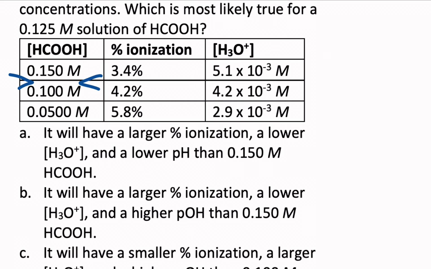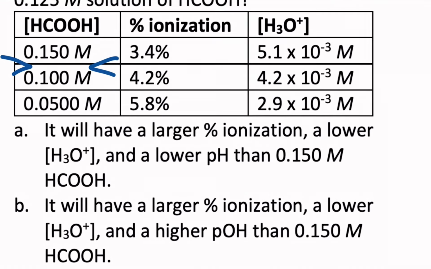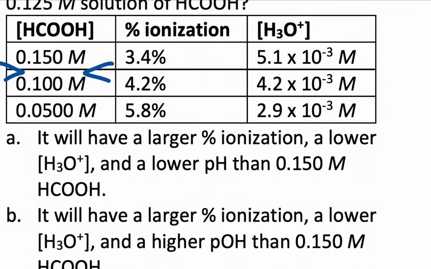Scanning the choices, they want me to compare how the percent ionization, the H plus concentration, and the resultant pH compare with either the 0.15 or the 0.1 molar. So if I compare a 0.125 with the 0.15 molar solution, the percent ionization is going to be in between. It's going to be probably around 4. So compared to 0.15, it would be larger. That's true. It would be about 4.